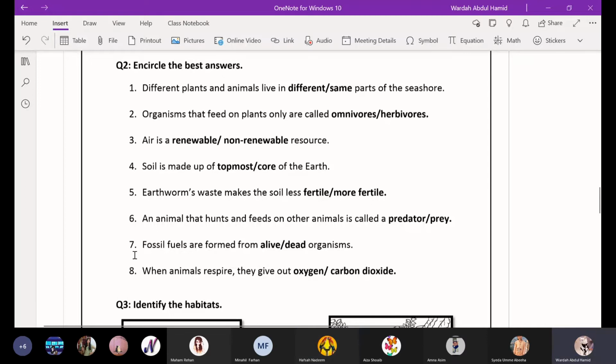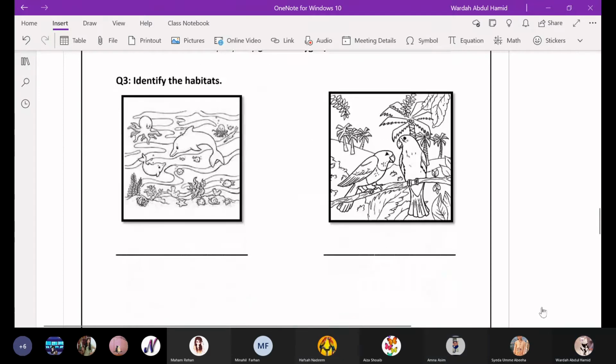Okay, number seven. Fossil fuels are formed from alive or dead organisms. Dead. Yes, dead organisms. When animals respire, they give out oxygen or carbon dioxide. We are not talking about plants, so carbon dioxide. Yes. Okay, identify the habitats.